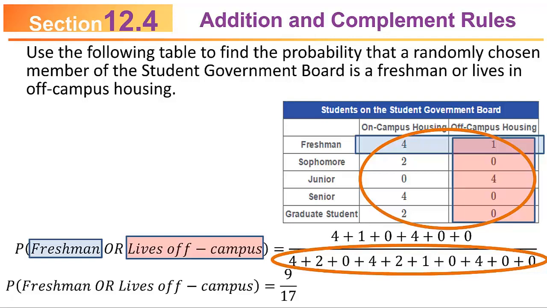So the answer is 9/17. Again, you could use the addition rule to get the answer, but I would recommend just doing it straightforwardly.